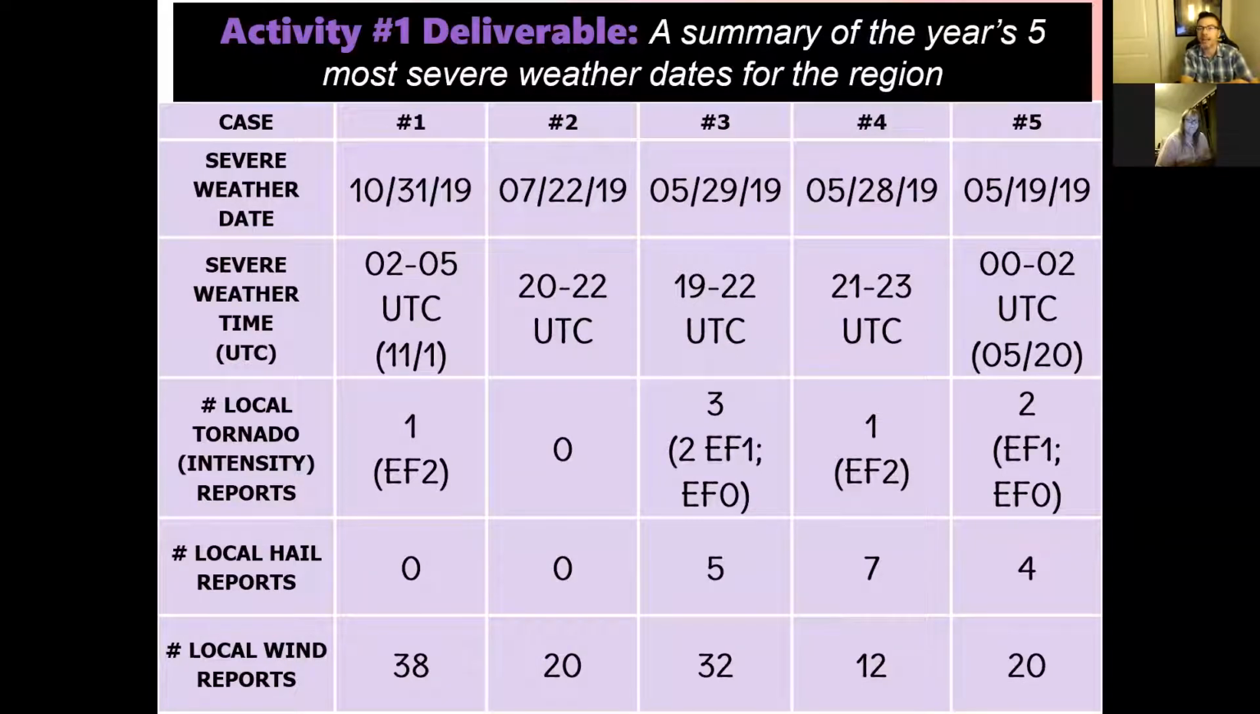So in this case, we had a lot of summer events, as you might expect. A lot of them occurring in the afternoon. You do want to know what UTC is. UTC is Z time, which is about 4 hours ahead of Eastern time. And then you notice that many of the events had tornadoes, many had hail, not all. And then of course, we got the wind there. So this is a deliverable for activity number 1.